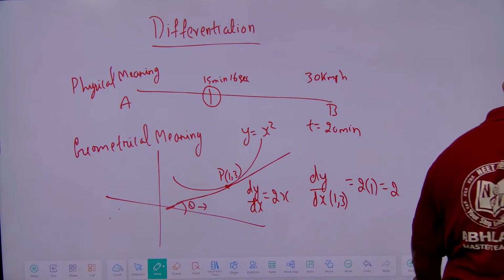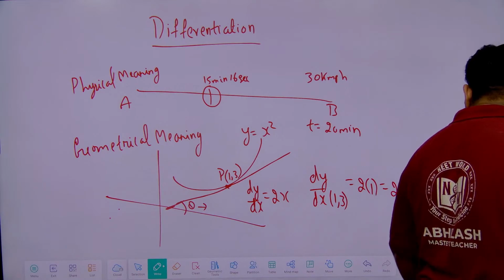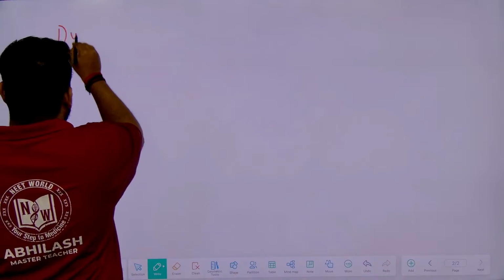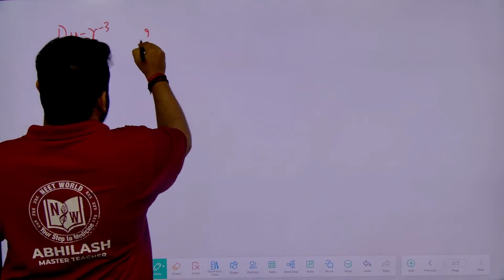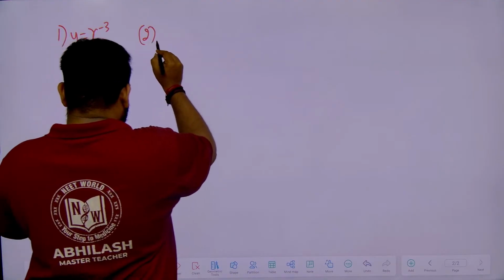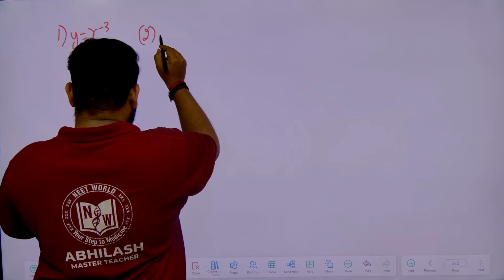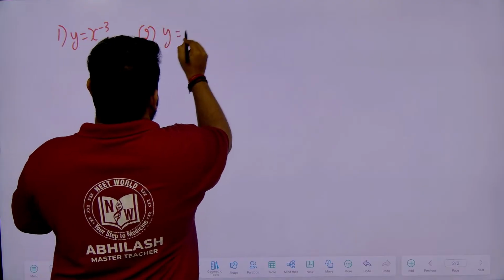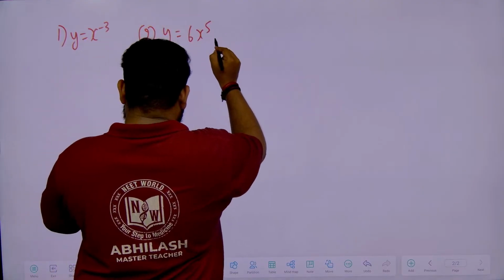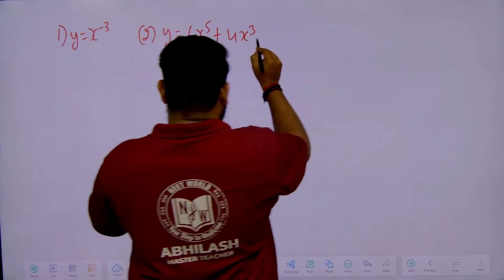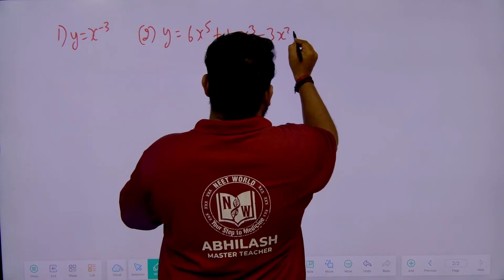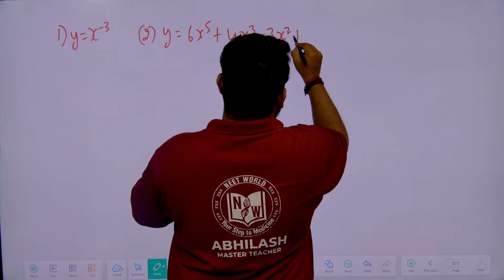Okay, let us take up some questions on differentiation. You do by yourself. First question: y is equal to x to the power of minus 3. Second question: y is equal to 6x to the power of 5 plus 4x cube minus 3x square plus 2x minus 7.